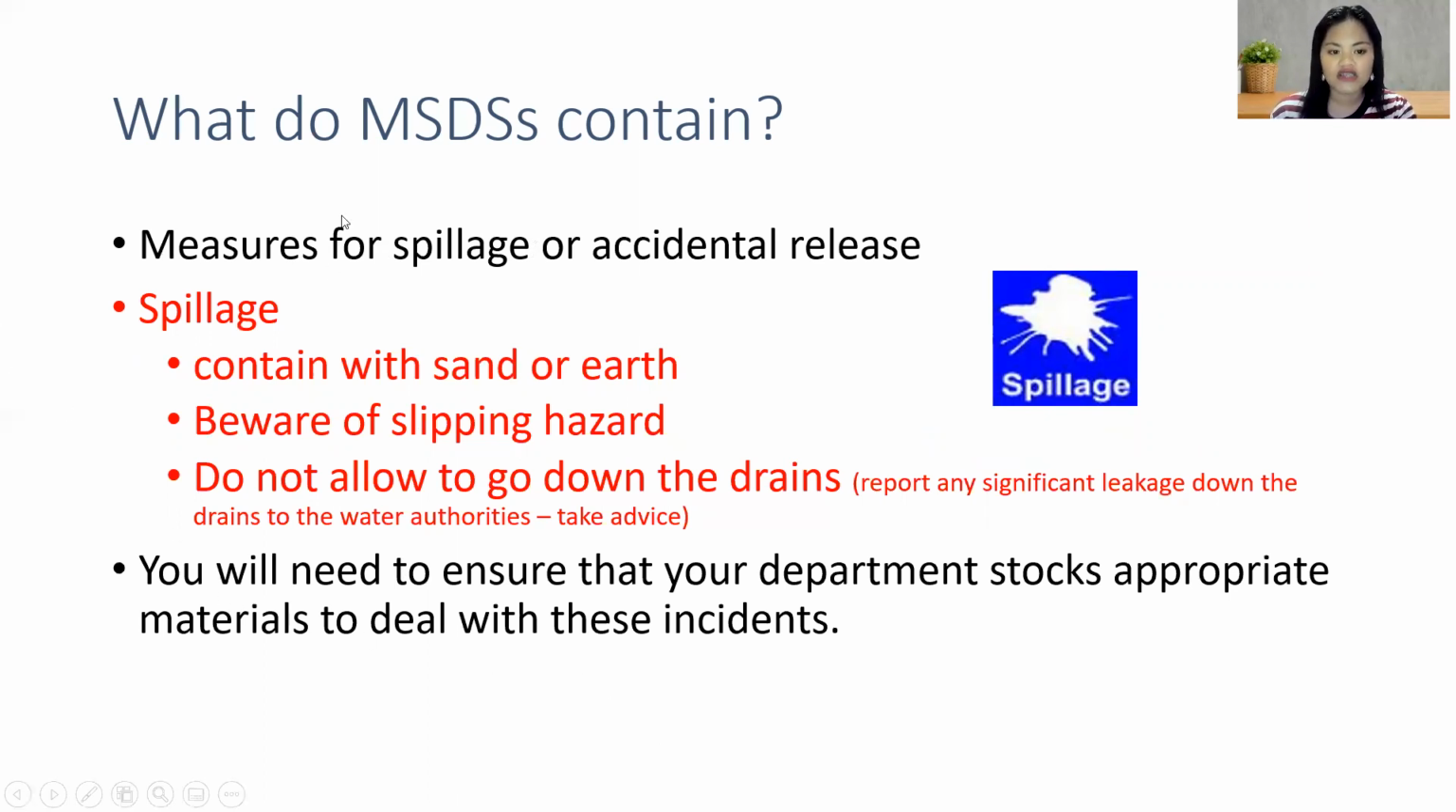Such as, how about the spillage? You have to contain it with sand or earth. So beware of slipping hazard. Do not allow it to go down the drain. So this chemical should not be discharged or discarded into the drains. Okay, it should be properly placed in a reagent bottle so that it will just be stored. Okay, and you will need to ensure that your environment stocks appropriate materials to deal with these incidents.